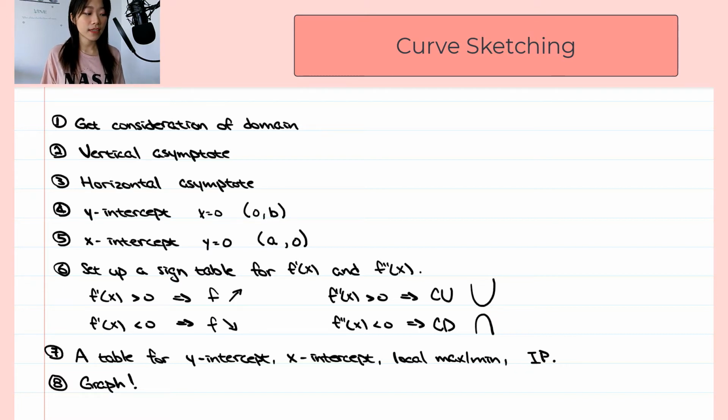And then the seventh step, we'll set up a table for y-intercept, x-intercept, and local maximum and minimum, and inflection point. And then lastly, we'll sketch. Now let's look at an example.